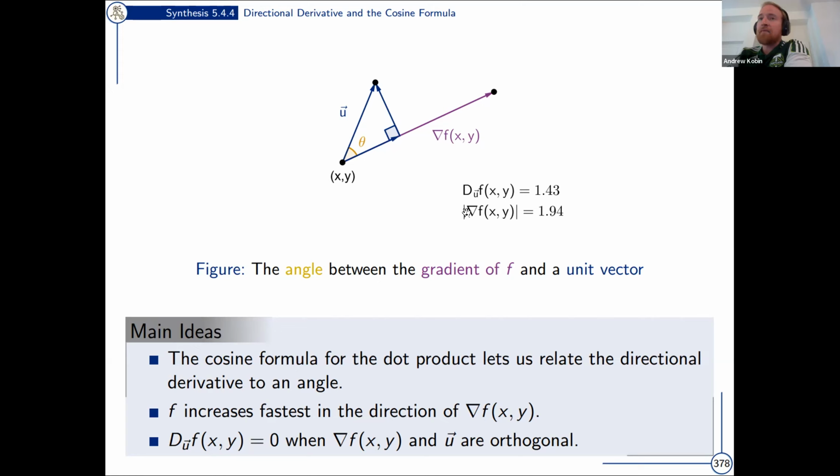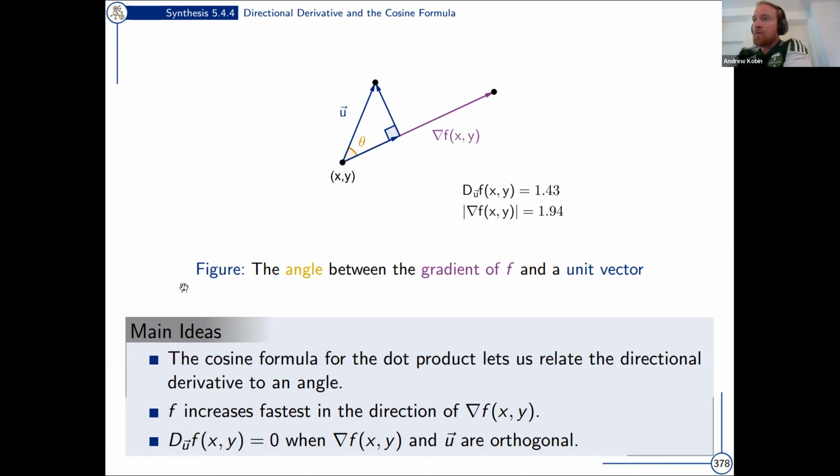And in this case, for this particular example, I believe this is the three-dimensional graph shown in an earlier slide. The directional derivative at this point is given by some number 1.43, and as you slide u around using the interactive widget, you'll see that the value approaches the length of nabla f, which is 1.94.